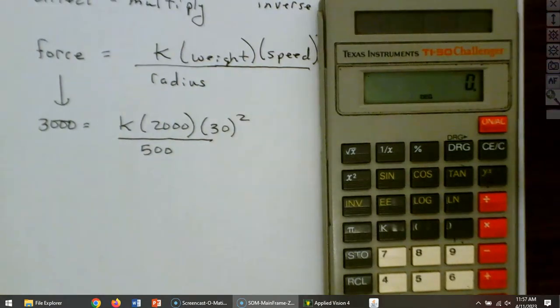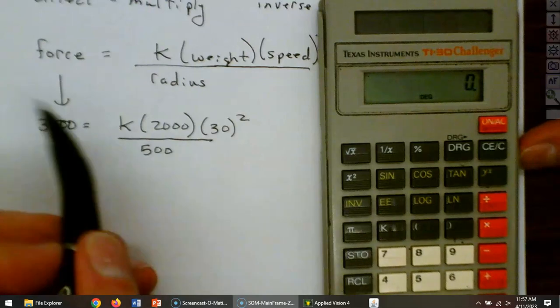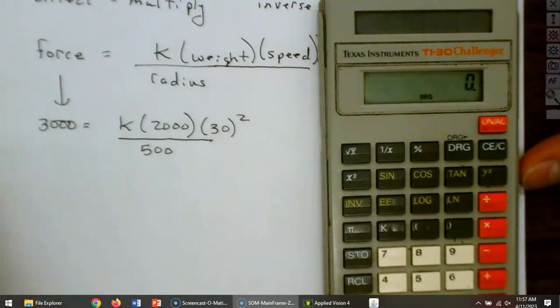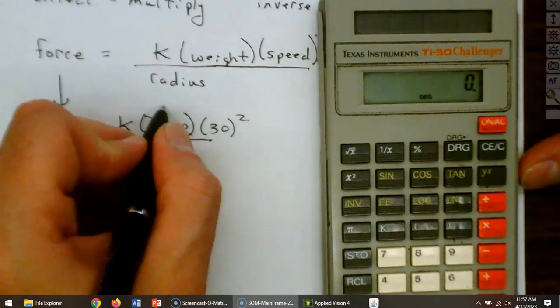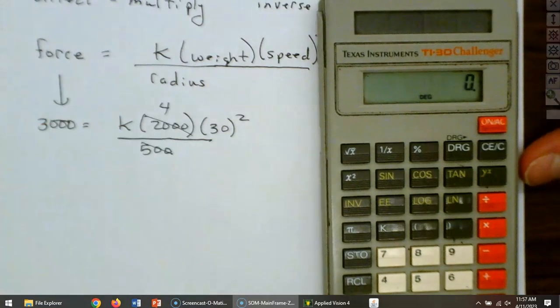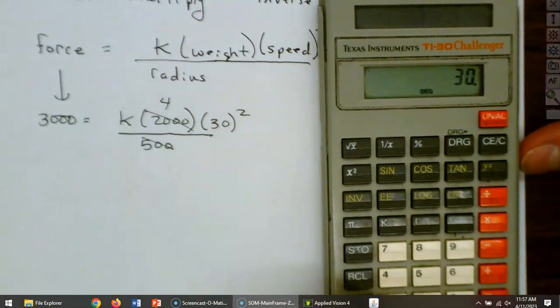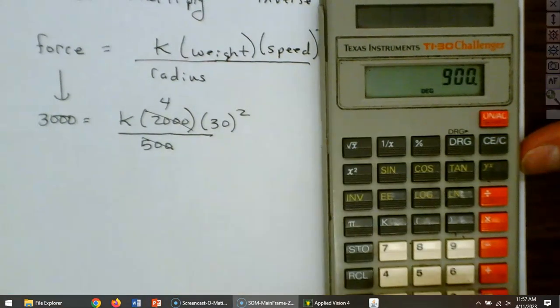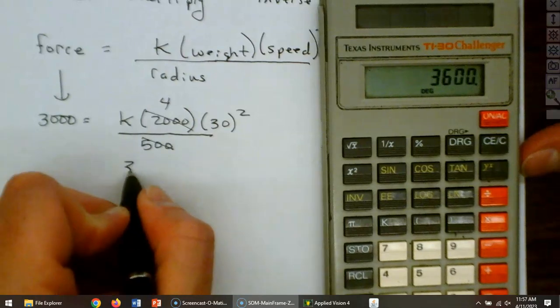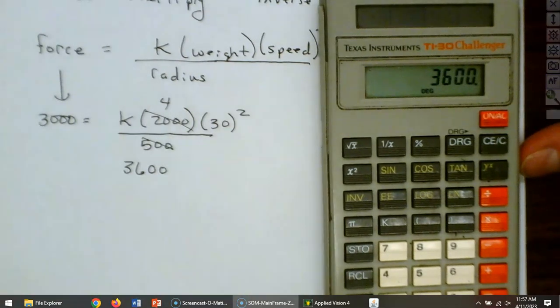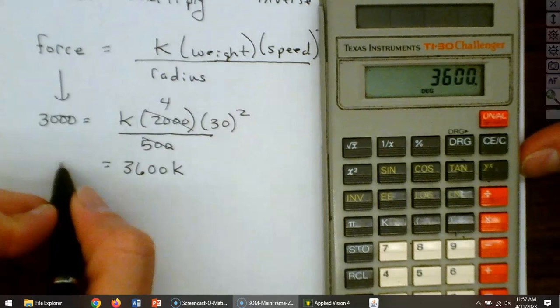You can do it however you would like. I'm going to make my life a little bit easier because the 2,000 and the 500, well, those can cancel, and that's going to leave you with a 4. Right? You can do it that way. You can just use your calculator. It doesn't matter. And then we just have 4 times our 30 squared, which is 900. So that gives you now 3,600 K equals your 3,000.